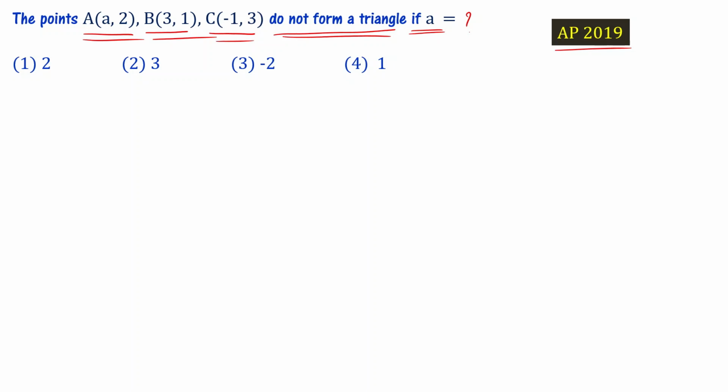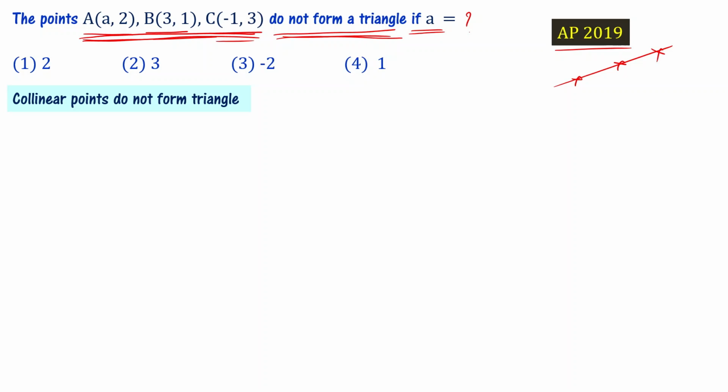రైట్? మనకి collinear points do not form a triangle అని తెలుసు. రైట్? collinear points అంటే ఏంటి? Points that are lying on a straight line are called collinear points. Right? So collinear points do not form a triangle. సో మనకి ఇక్కడ ఇచ్చిన పాయింట్స్ ఏమని చెప్పారు? They are collinear points అని చెప్పేసినట్టు. రైట్? They do not form a triangle అని చెప్పారంటే.